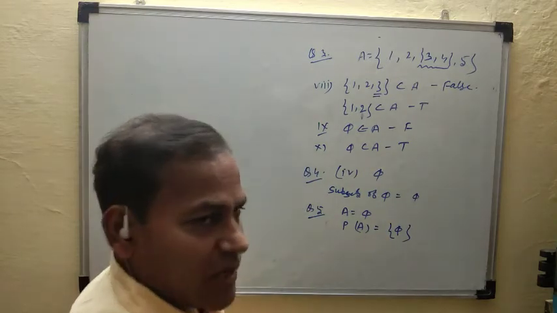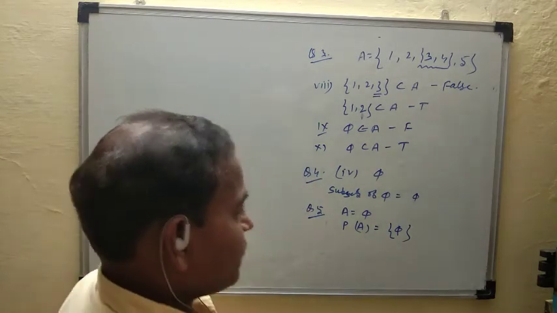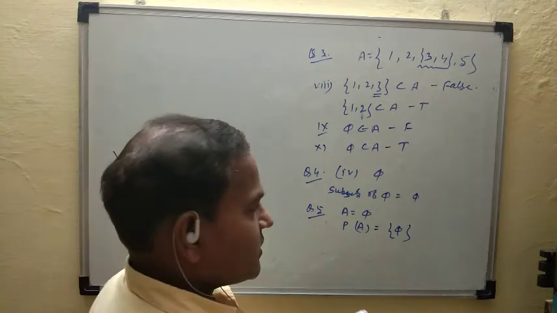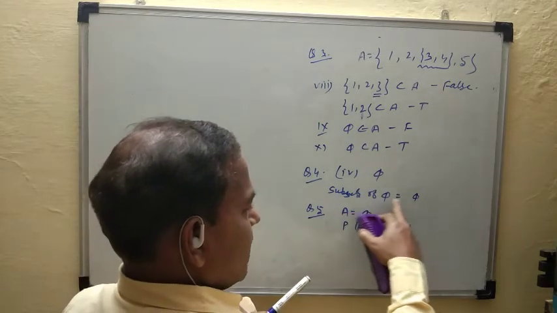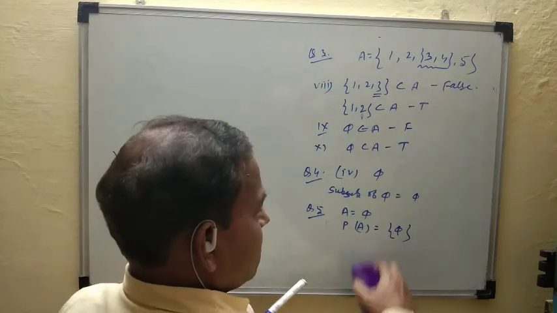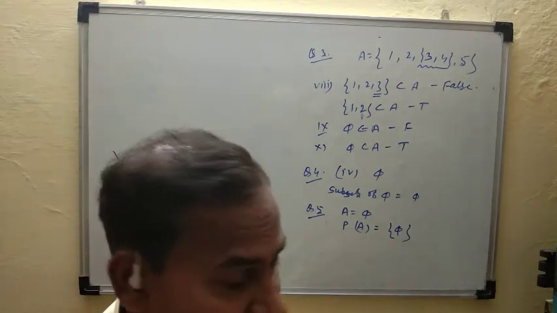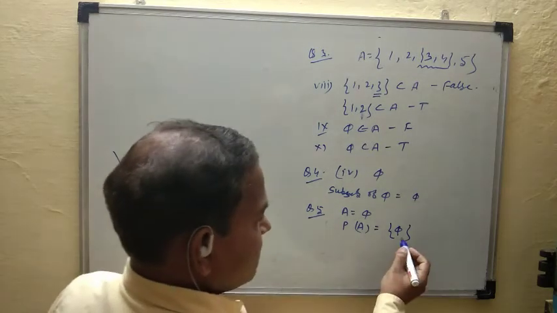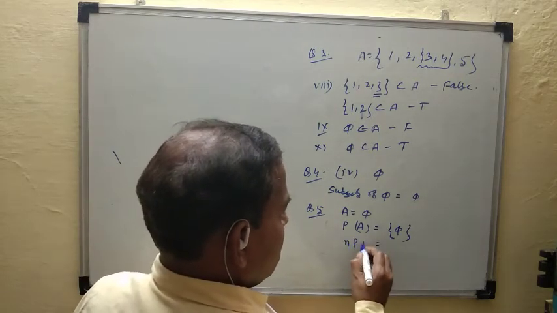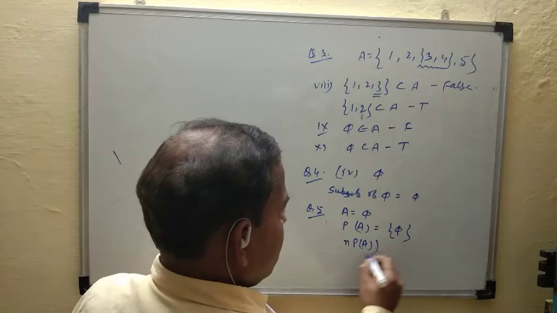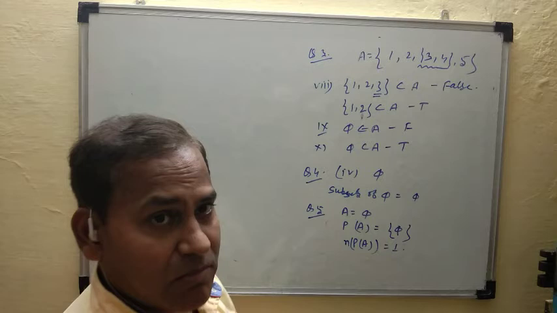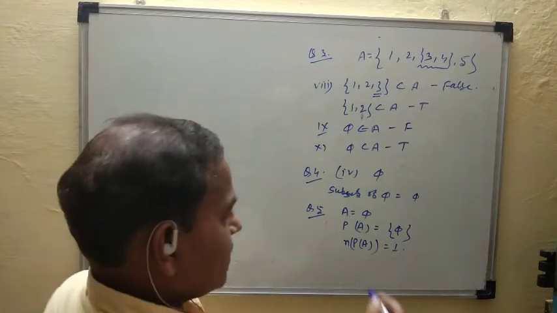Here A is phi, so write the power set of A. First write the subsets of set A. The subset of phi is phi, only one element. Count the total number of subsets: only one subset, that is only one element. So the number of elements of P(A) is equal to 1, the total number of subsets.